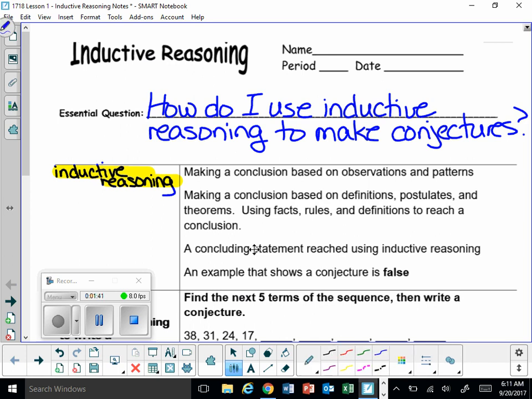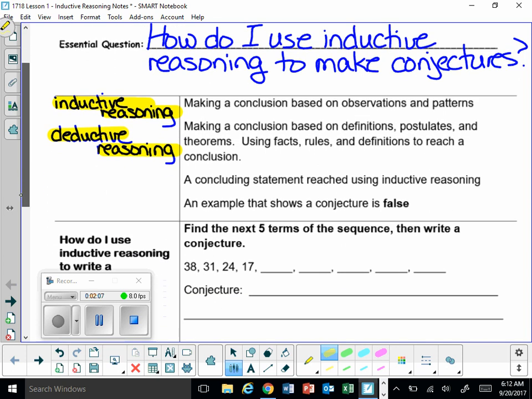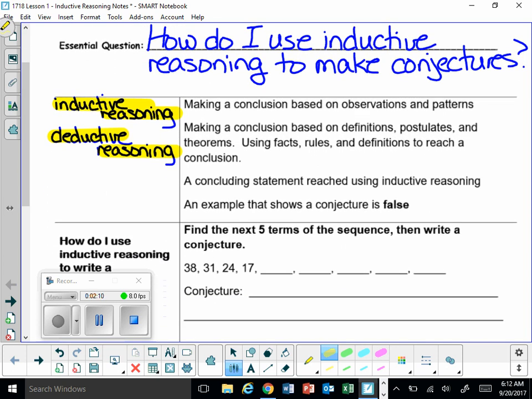If we make a conclusion based on definitions, postulates, theorems, mathematical or scientific fact, then we are using deductive reasoning. Most of mathematics is deductive reasoning. Most of real life is inductive reasoning. A concluding statement after you have used inductive reasoning, after you've made those observations, noticed those patterns, is called a conjecture.